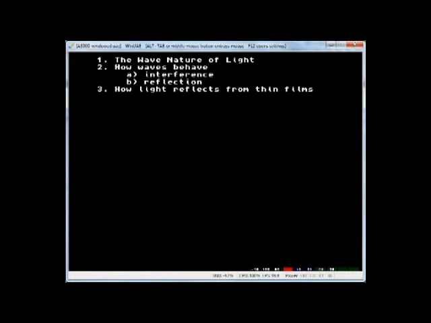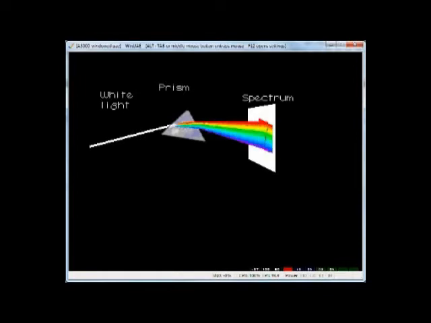Let's start with the nature of light. If white light is sent through a prism, it is broken up into the colors of the rainbow. Red light, for example, has twice the wavelength of blue light.